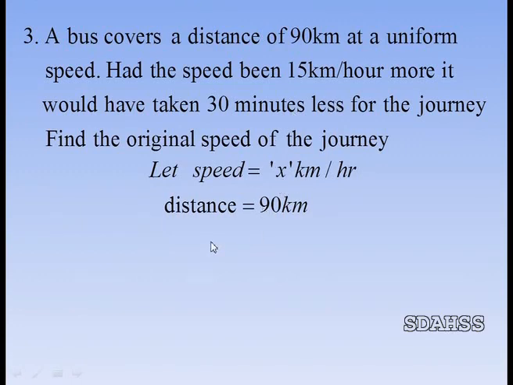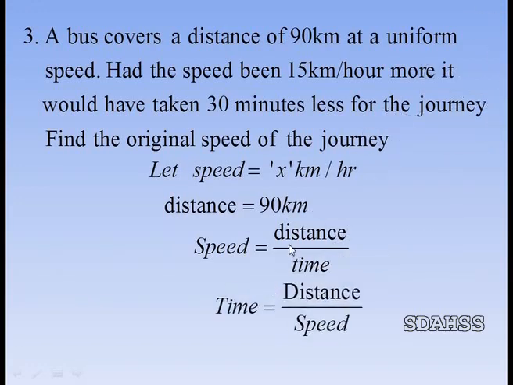Then we want to find out the time. We know that speed is equal to distance by time. So time is equal to distance by speed. Substitute the values. Time is equal to, in the place of distance substitute 90, in the place of speed substitute x, so 90 by x. Then look at the second statement.